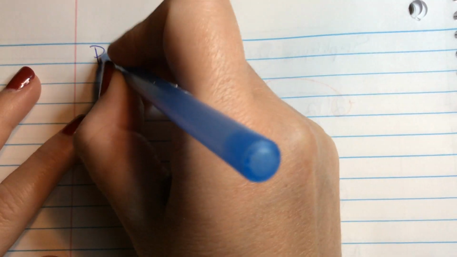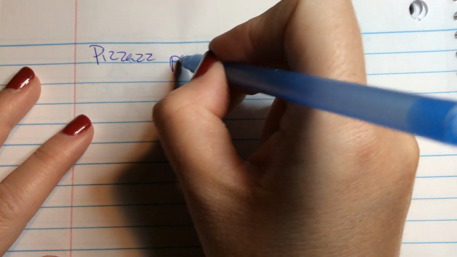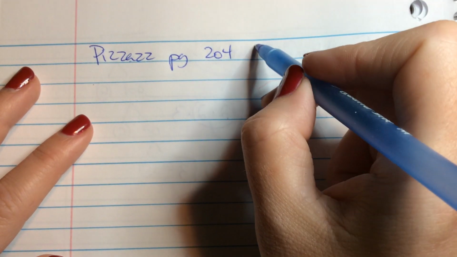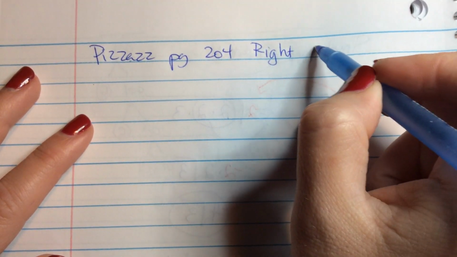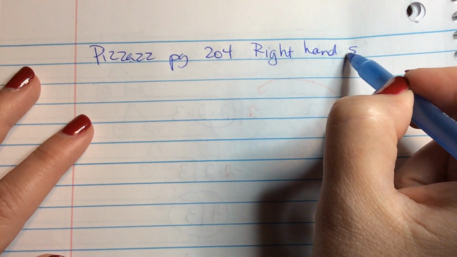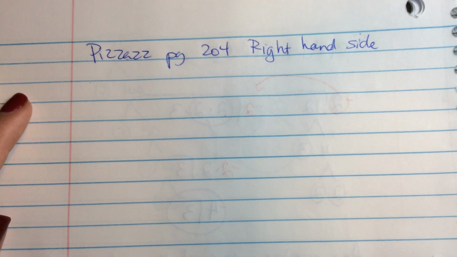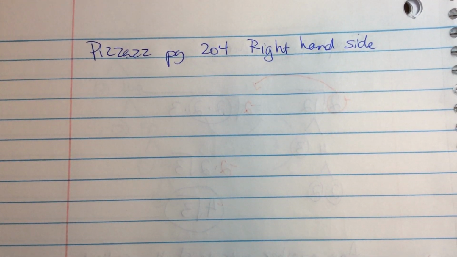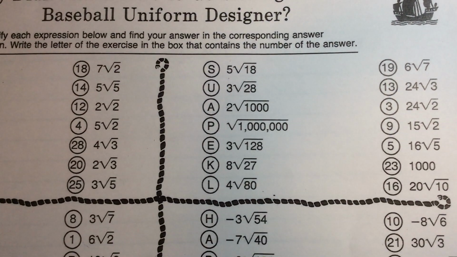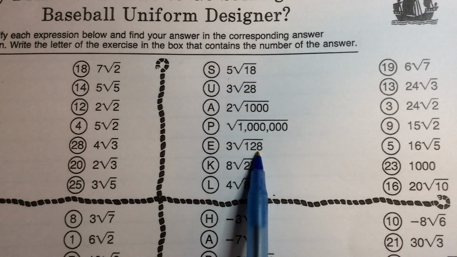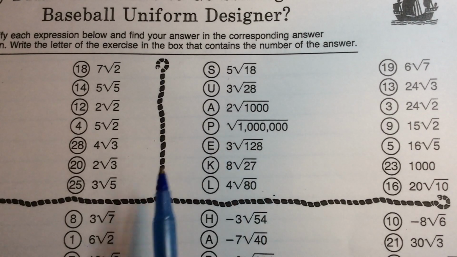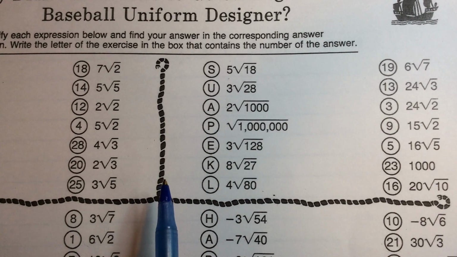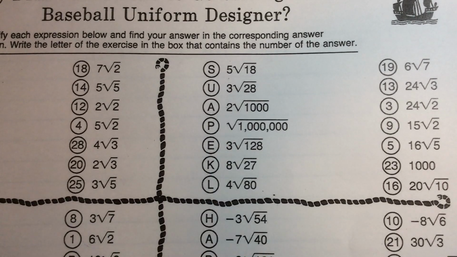Okay, this is Pizzazz, page 204, and we're doing the right side. So the right hand side today. Let's just do, we can do 2 examples from each block, and it doesn't matter which one we pick. Let's do E, and we can do P if you want. It doesn't matter. We'll start with E.